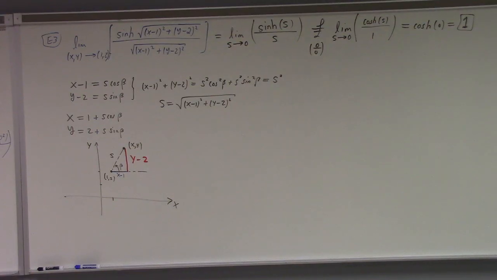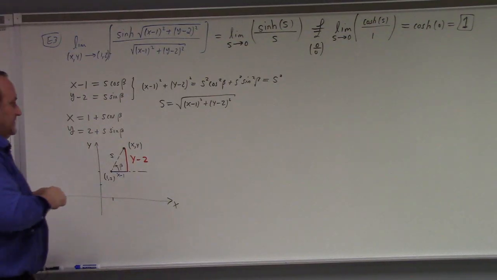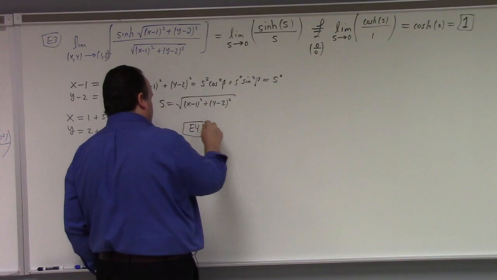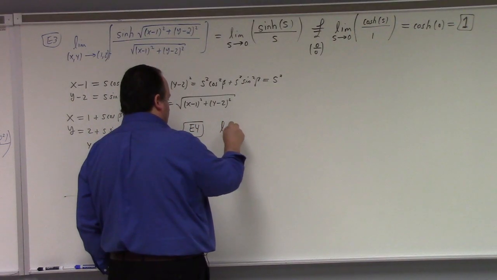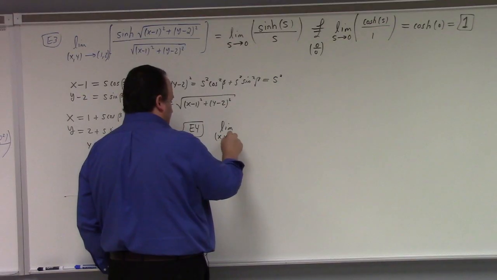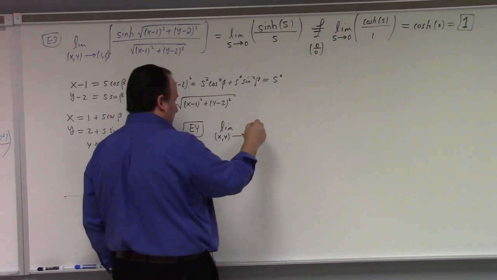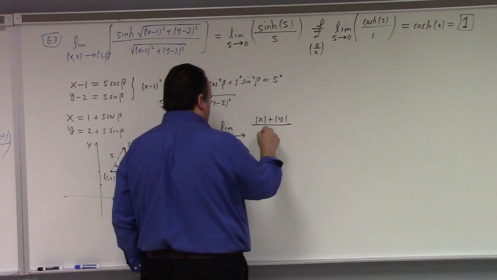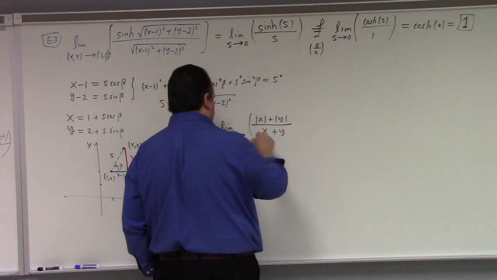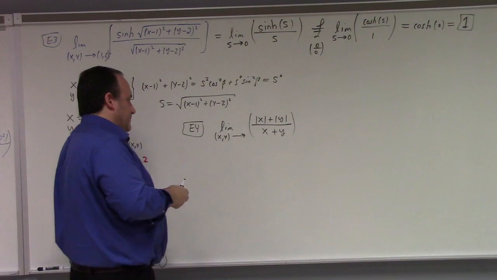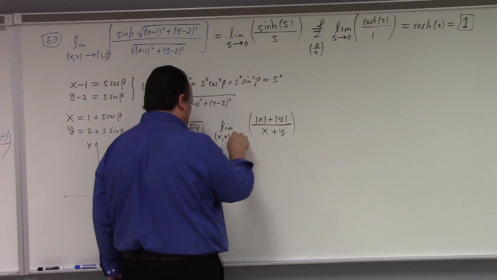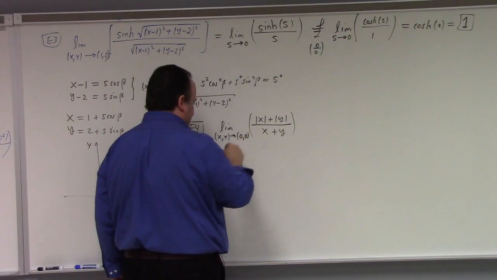One final example for multivariate limits, and then we'll stop with this. What if I was up against something like the limit as (x,y) goes to (0,0) of the absolute value of x plus the absolute value of y, divided by x plus y?